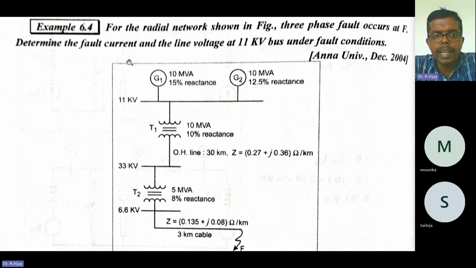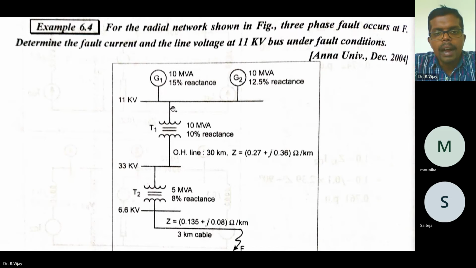What we need to determine is the fault current and line voltage at that particular 11 kilovolt bus. So here you see there are two generators, generator 1 and generator 2. Generator 1 has a base MVA of 10 MVA. Generator 2 is also 10 MVA. Here 15% reactance, here 12.5% reactance. That is connected to the 11 kilovolt bus.